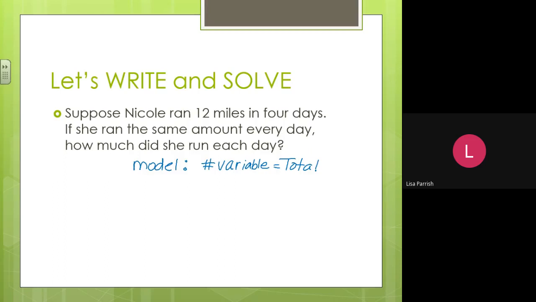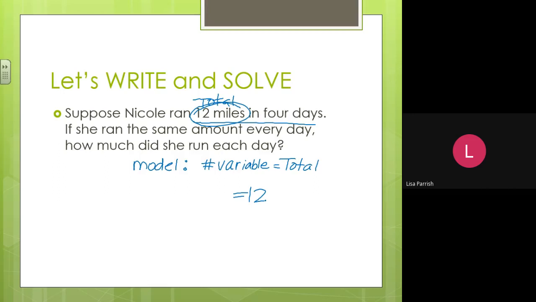So Nicole ran 12 miles in 4 days. She ran the same amount every day. We want to know how much she ran each day. So again, we're going to make a multiplication equation. Think about what's the total. What's the total amount she ran? Well, she ran a total of 12 miles. So that means my 12 is going to be here.